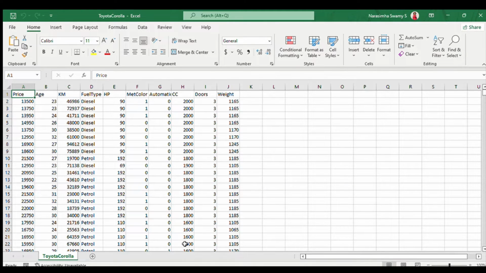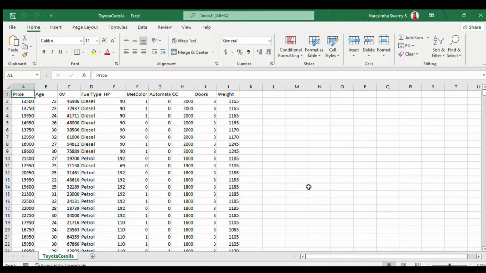Before going to plot the graphs, let us understand the data. Here we have a data set related to Toyota cars. The data set majorly comprises 10 attributes. The very first one is price. Next is age of the car and the kilometers driven, and next we have fuel type. Here fuel type has three values: one is diesel, another one is petrol, and the other one is CNG.